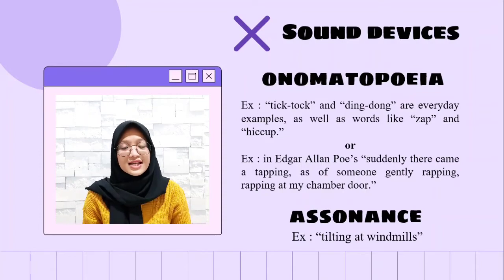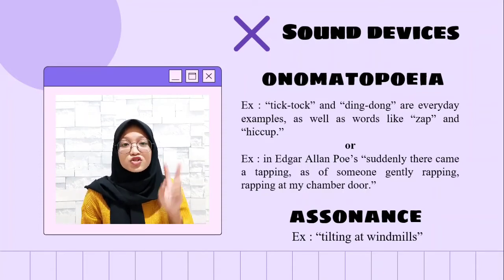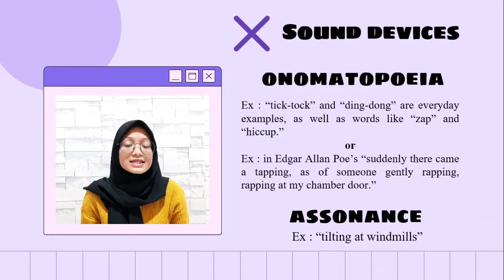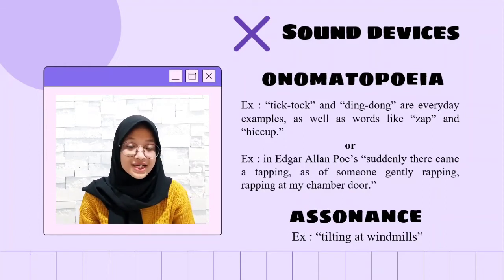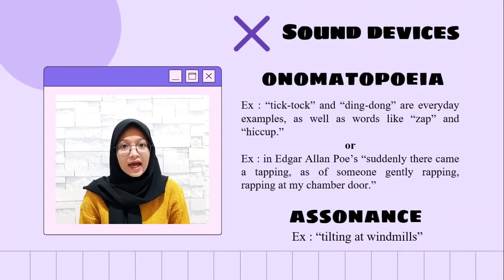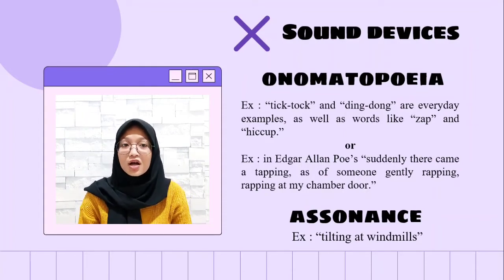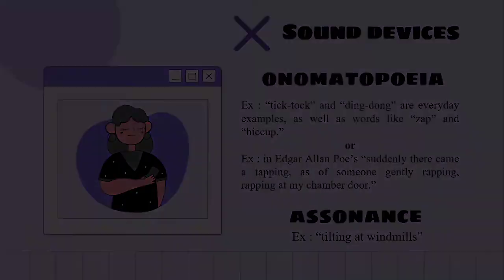And last, assonance. This occurs when two or more words repeat the same vowel sound but begin with different consonant sounds. For example, "tilting at windmills." It shows assonance with the repetition of the letter I sound.